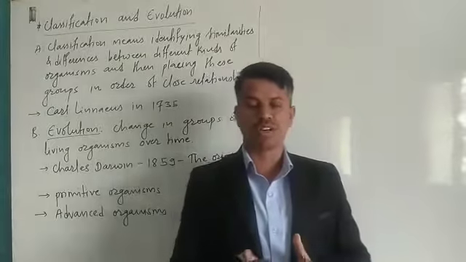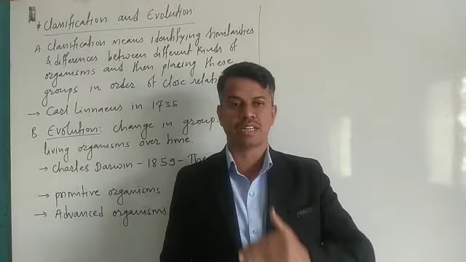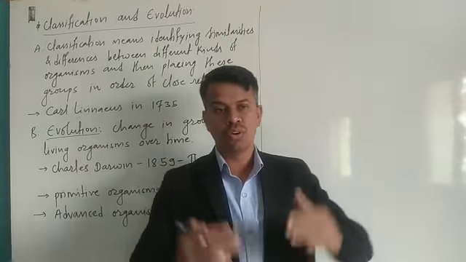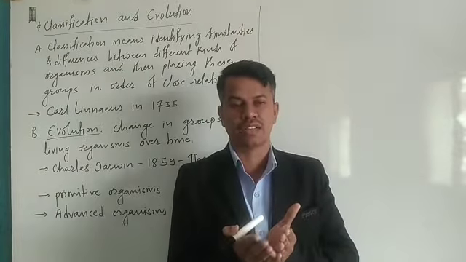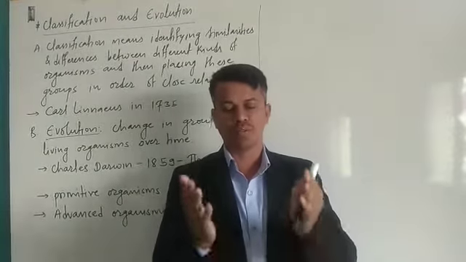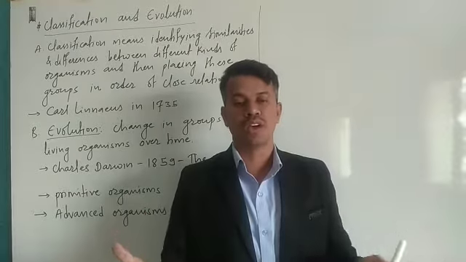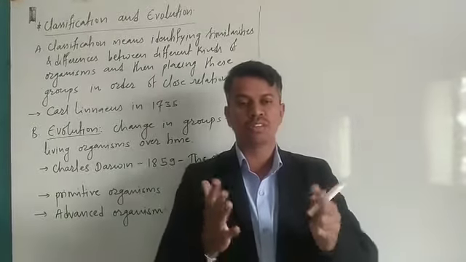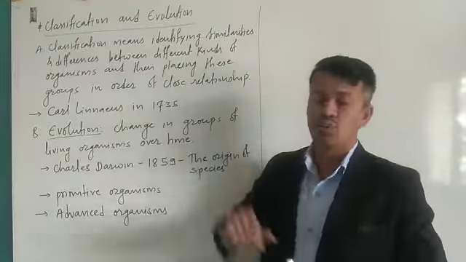In heterotrophic nutrition also we categorize: some have saprophytic nutrition, some parasitic nutrition, some holozoic nutrition. So on the basis of these characters we group the different kinds of living organisms according to their differences and similarities. Differences in the sense that they are in different groups, and similarities in the sense that they are in the same group. So this is about classification, but today our point is classification and evolution.